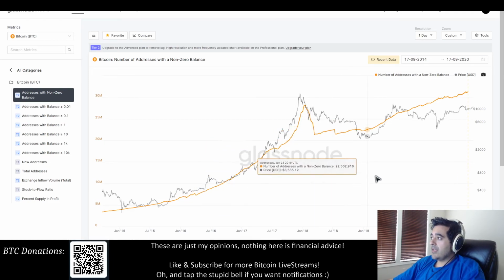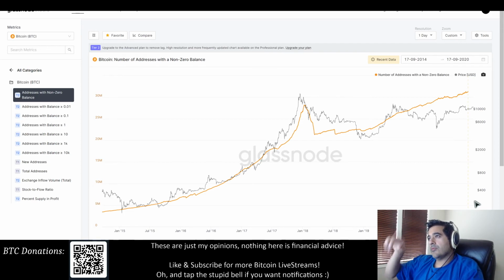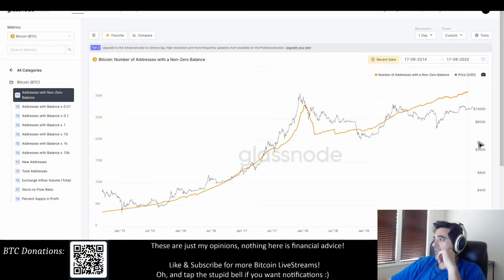So for the gray line, the price, you have your, God, what is it called? Your y-axis on the right-hand side, right? I haven't done graphs in so long. So yeah, you have your y-axis on the right-hand side for your Bitcoin price. On the left-hand side, you have your y-axis for the number of addresses.